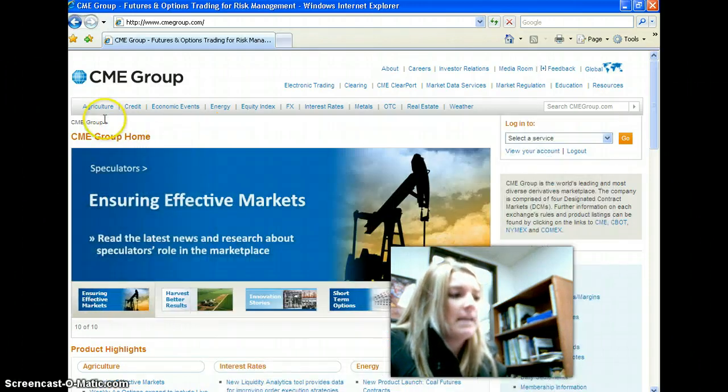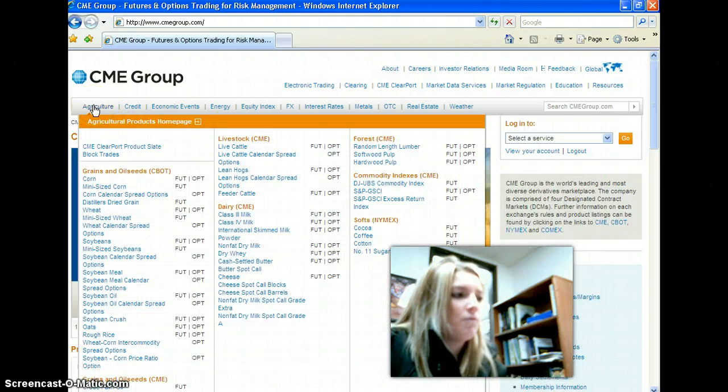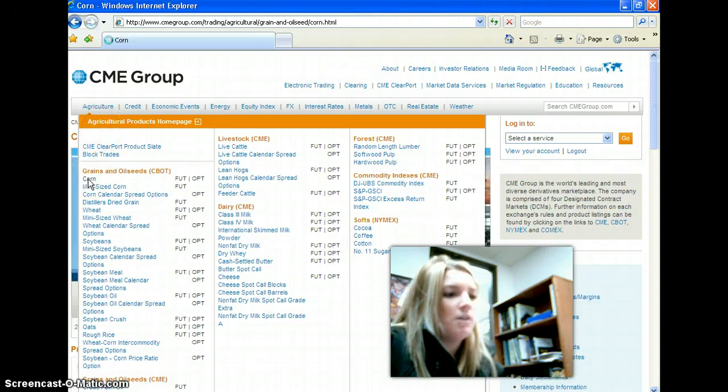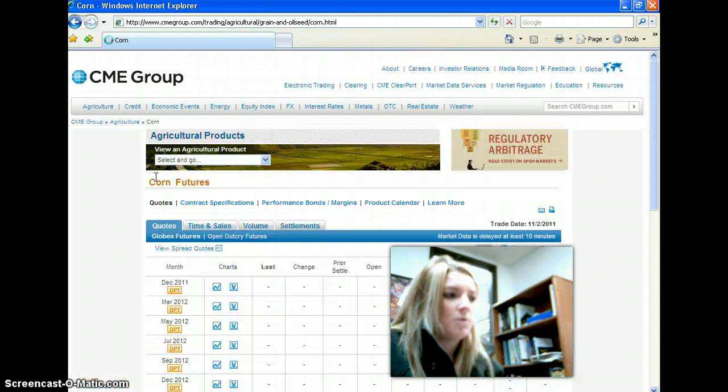But since this is Ag Econ, we are going to go over here to agriculture. You can pick anything you want, but for now, let's all pick the same thing. So let's go to corn. We're going to look at corn, and there are different months that we can choose from. It takes a little bit to get it loaded here. It's kind of a long process.